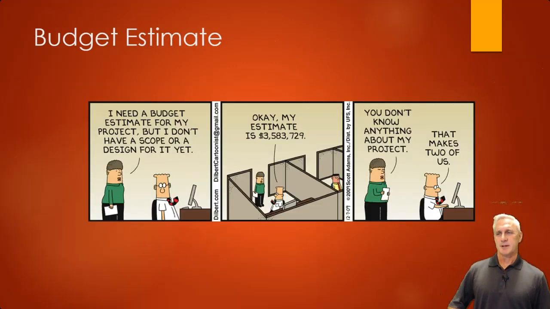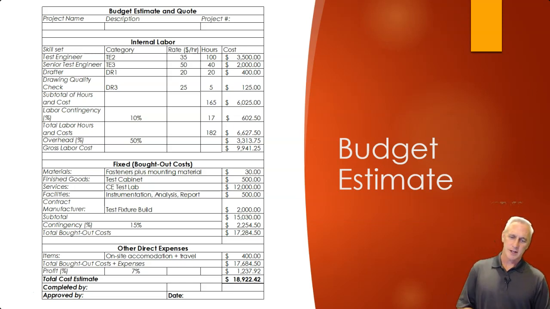So we need to make a budget estimate. I love this line. So it says, I need a budget estimate for my project, but I don't have a scope or design for it yet. Dilbert turns around and says, okay, my estimate's $3,583,729. But you don't know anything about my project. That makes two of us. So, again, you have to know what you're budgeting for and what is the scope, what are you designing. That's why breaking everything down into small tasks is so important. And building the budget from those small tasks, from those details, gives you a much better estimation of the overall project.